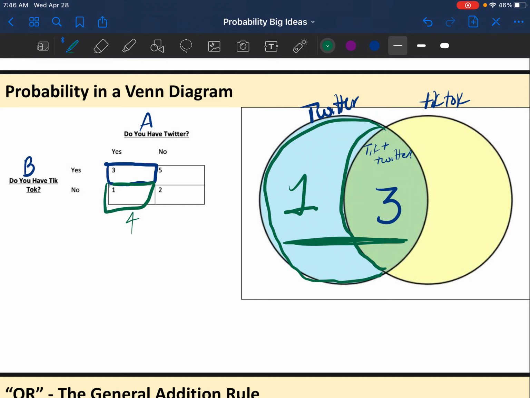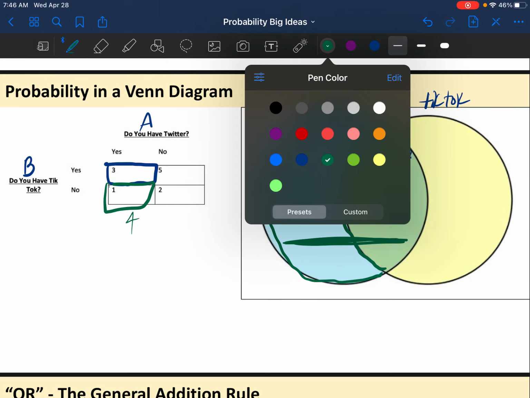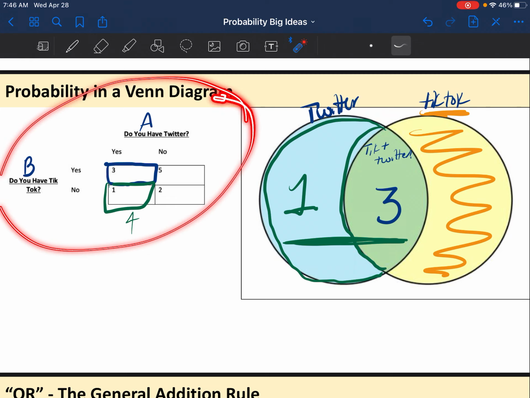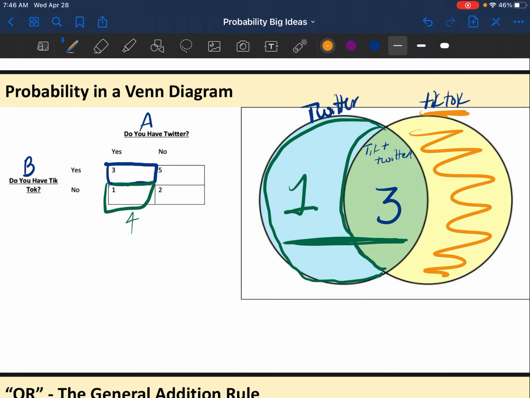My next part is to think about who has TikTok. I want to fill in this part of the circle. This represents someone who has TikTok but does not have Twitter. So looking at the two-way table, how many students have TikTok and do not have Twitter? So I'm going to look at yes, TikTok, and no Twitter. And that would be 5.